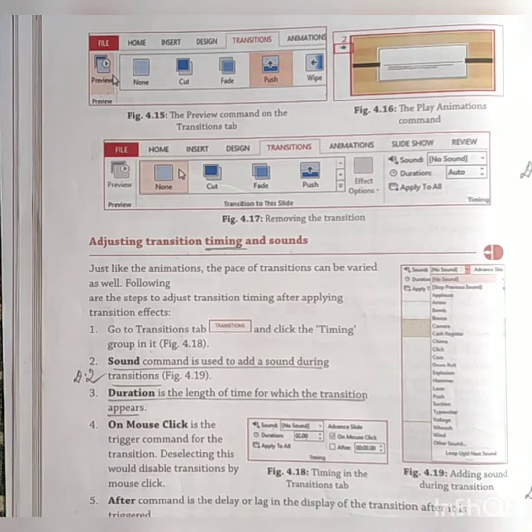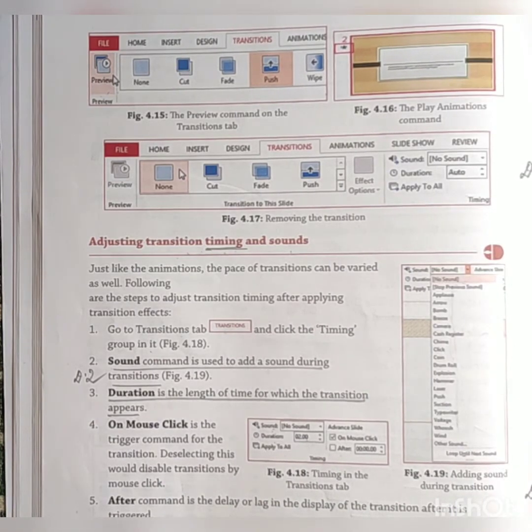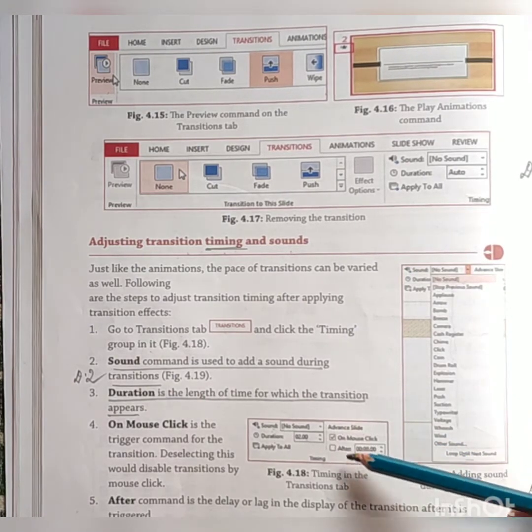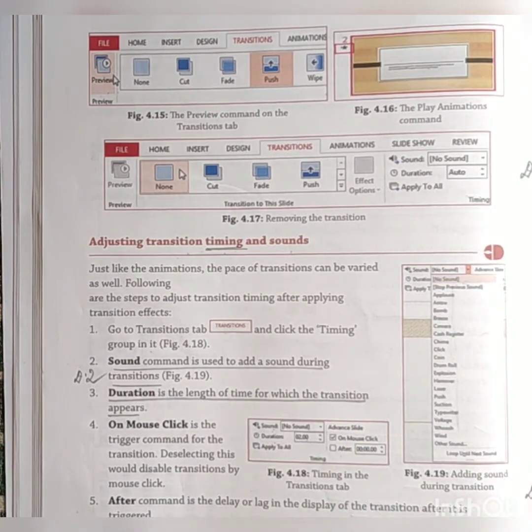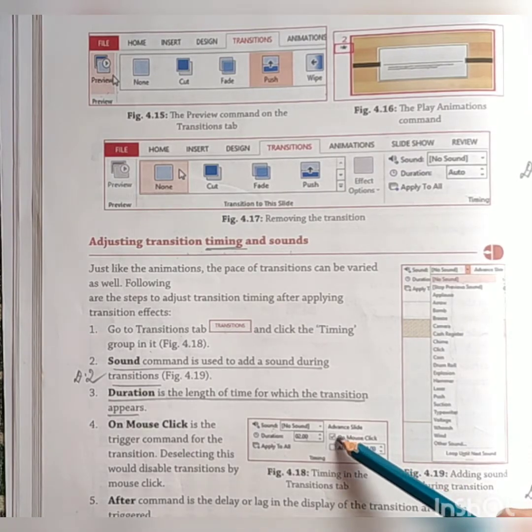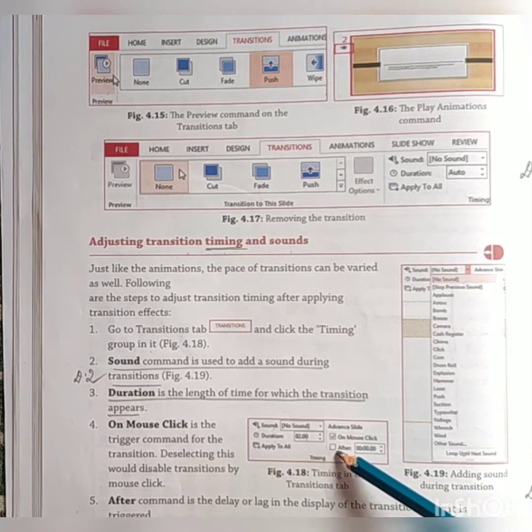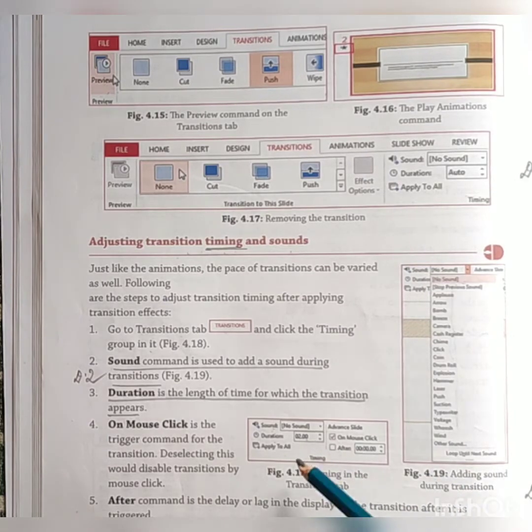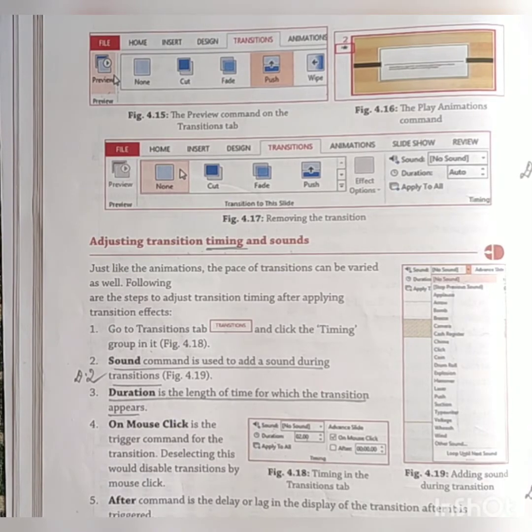Then go to duration, which means how long that sound will play, 30 seconds, 20 seconds, 50 seconds, 1 minute. Now these sounds can be played automatically on mouse click, or you can give a time interval. If this sound will play up to 5 seconds, or this sound up to 10 seconds, then automatically the next sound will start after that. So this can be done through mouse click, or simply after a time interval.